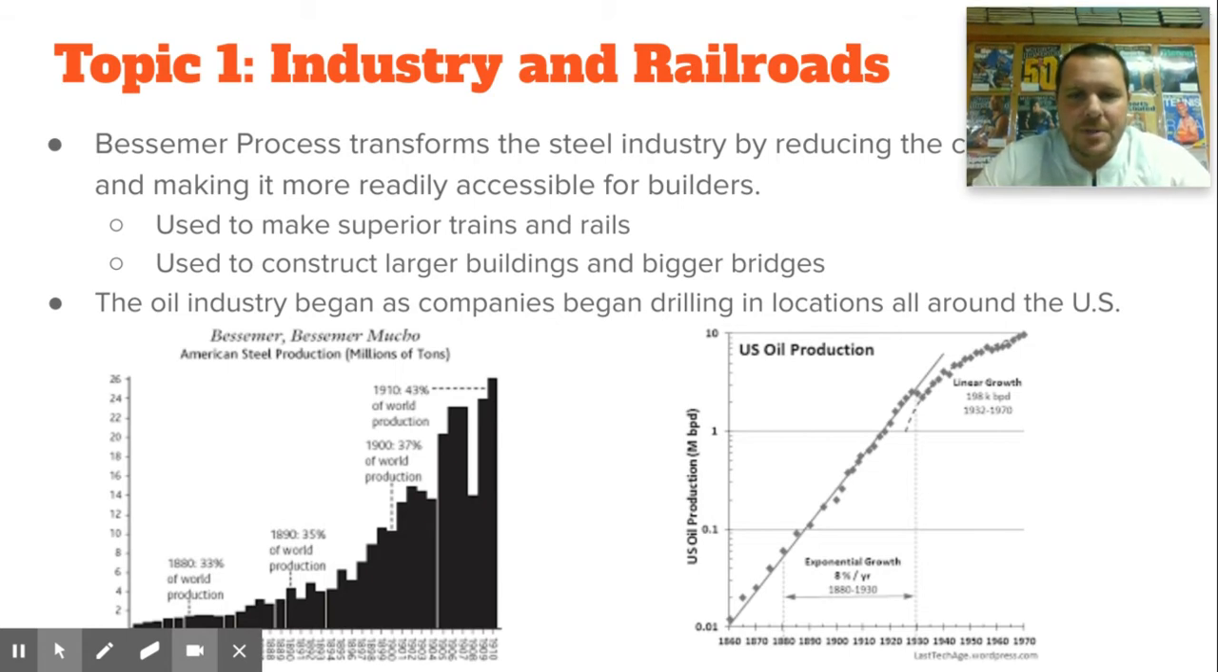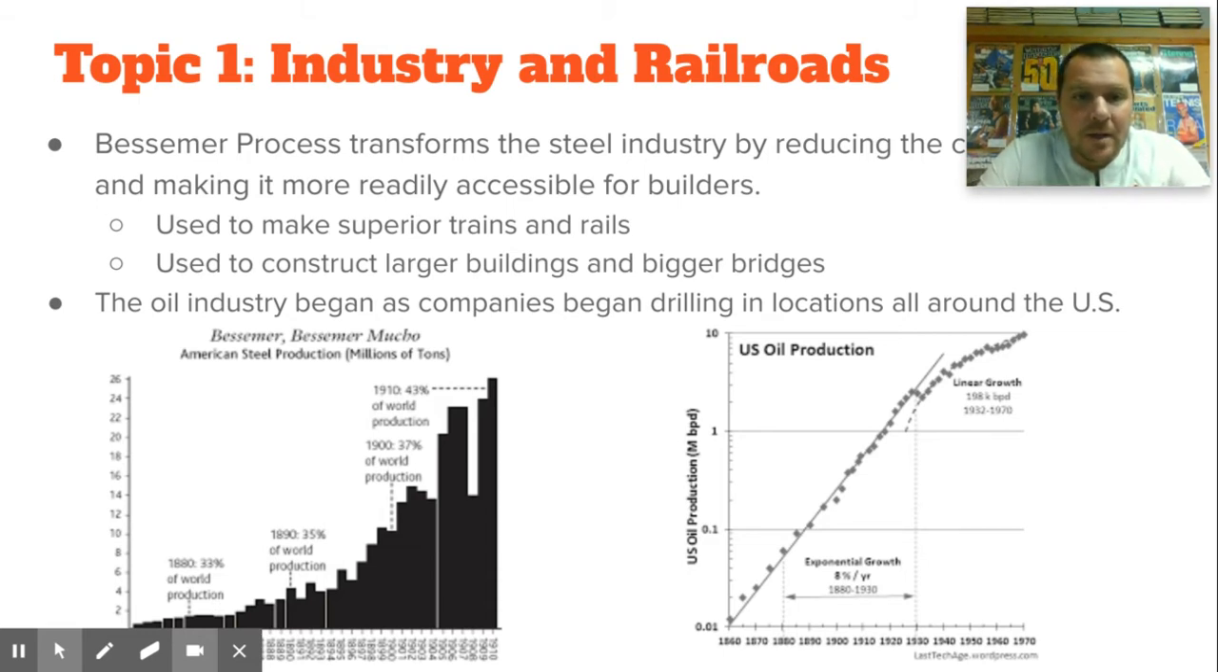In the mid-1800s, a guy named Henry Bessemer perfected a process for creating steel in a much cheaper manner. Prior to the use of steel, most buildings, bridges, railroads, etc., were built out of iron. And because steel was easier to create and cheaper to create, and it was stronger and more durable than iron, it really took off.